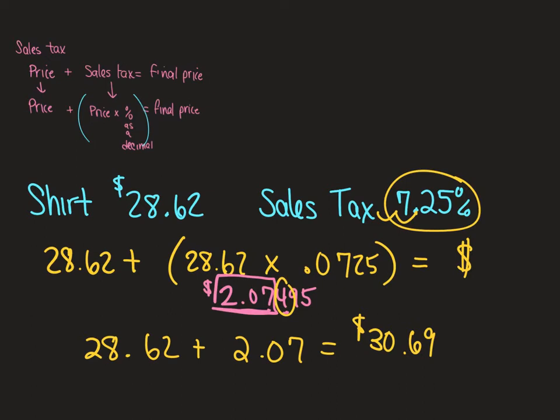Let's recap what we did. We took the price and we added the sales tax. Well, in order to get the sales tax, you have to do this mini math problem: price times the percent as a decimal. As a decimal, you hop backwards twice. Order of operations, I multiply and get that answer. Then I add the price back to it. That's what Target would tell me I owe, $30.69 for that shirt.